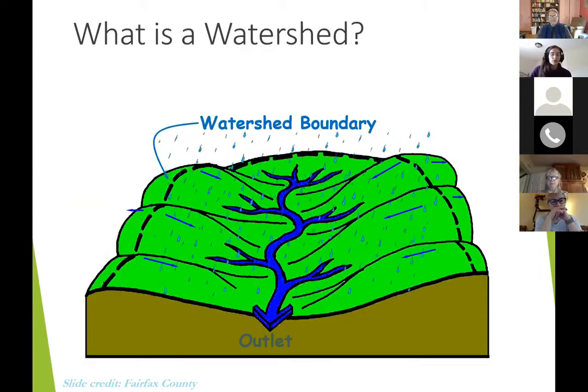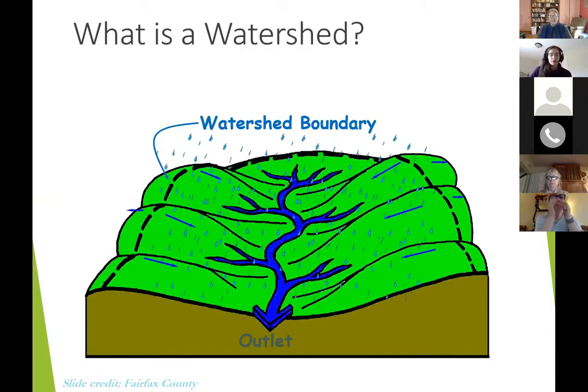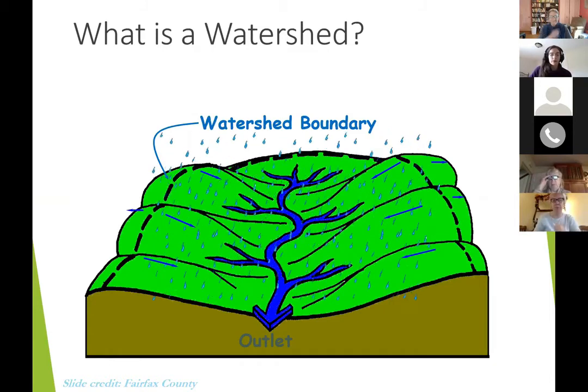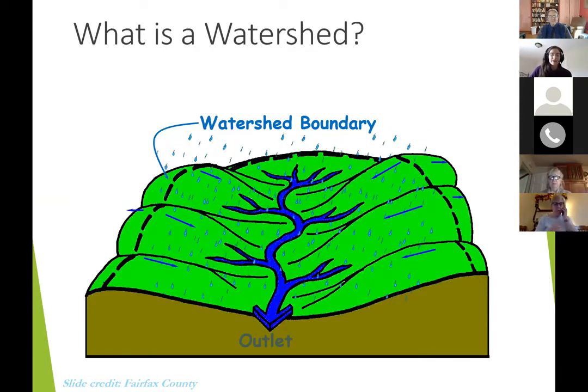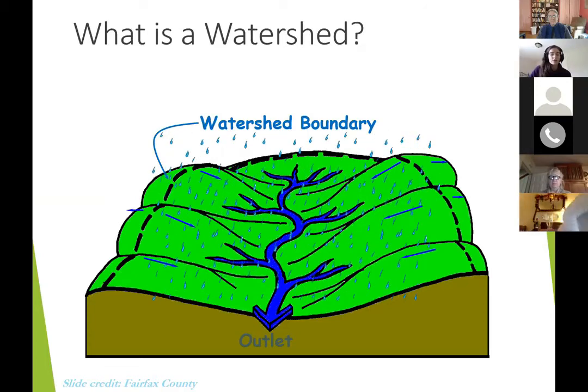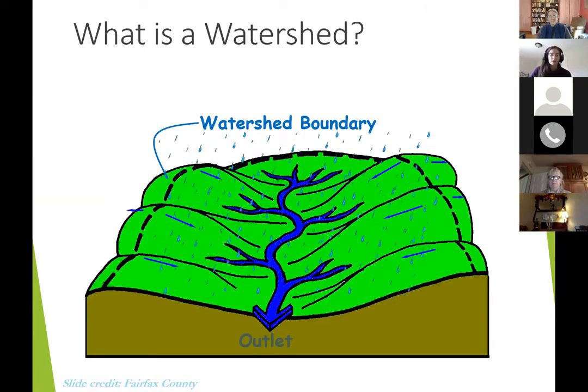So what is a watershed? Just to start off, background information. So we all live within a watershed, depending. So a watershed is an area of land that drains to a common body of water.